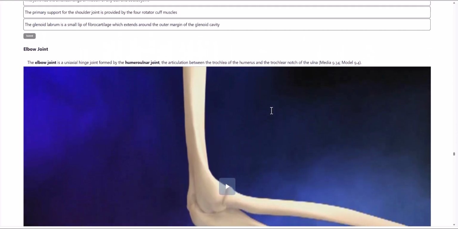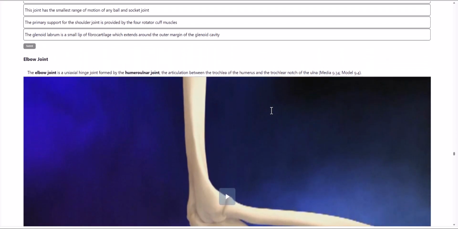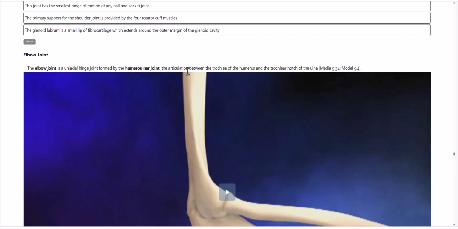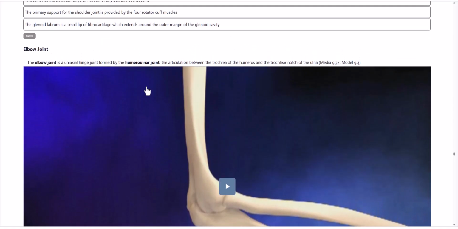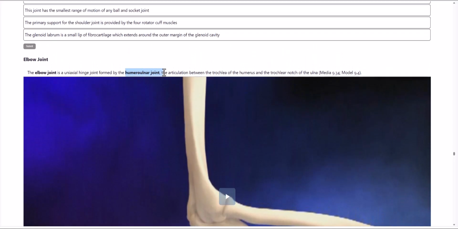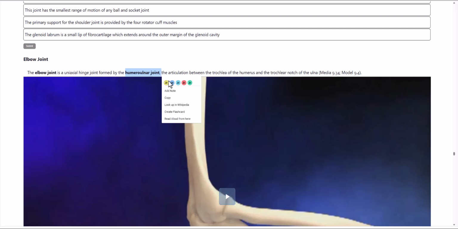Let's take a look at the elbow joint. Now it's actually two joints coming together. It's a uniaxial hinge joint. It is the humeral ulnar joint. Okay. And it's also the humeral radial joint. So really there's two joints, but they are combined within the same synovial membrane.